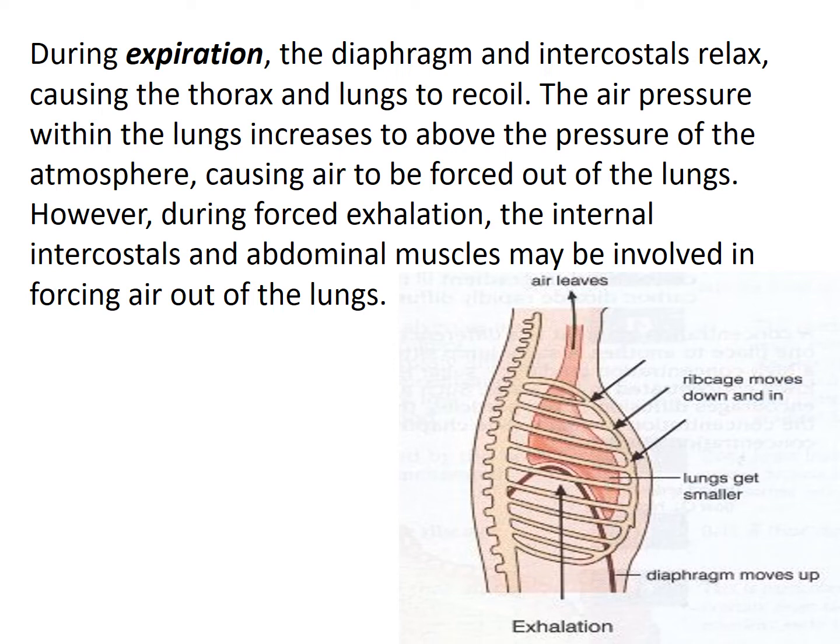But during normal expiration, there is no force. It is a passive mechanism. That is, the intercostal muscles and diaphragm relax, which causes the thorax and the lungs to recoil. When the lungs recoil and come back to the normal state before inspiration, the pressure inside the lungs increases and air will be pushed out of the lungs, as the atmospheric pressure is less than the thoracic pressure.